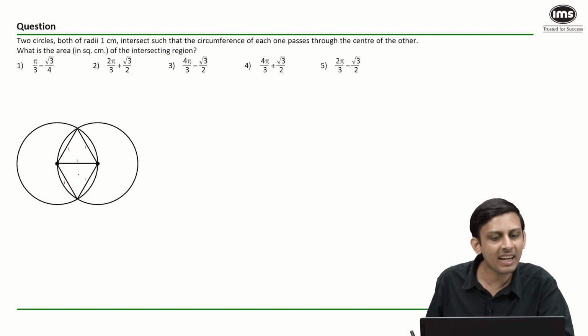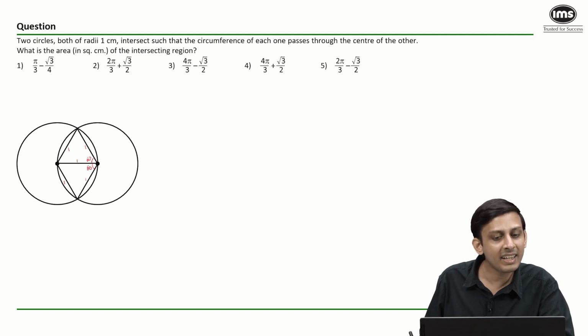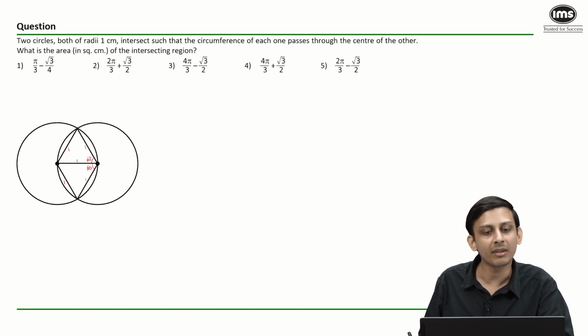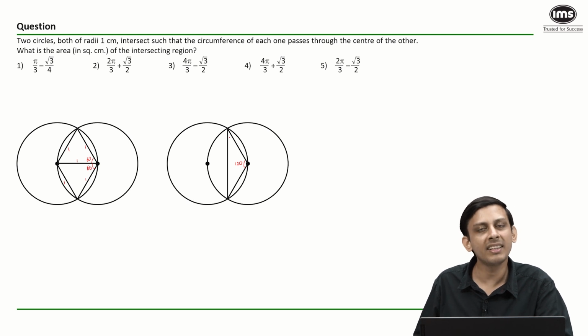So now we can see that both of these triangles will be equilateral triangles. Both of them, all the sides are equal. So we will get that all the angles are 60. So this will also be 60 and this will also be 60. Okay, so we'll get this central angle here, 60 plus 60, which will be equal to 120 degrees. Okay, now we can find the required area.